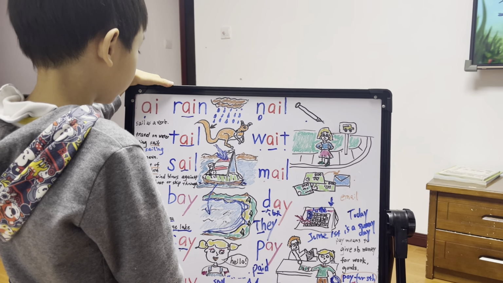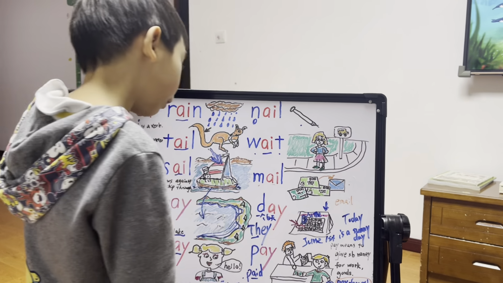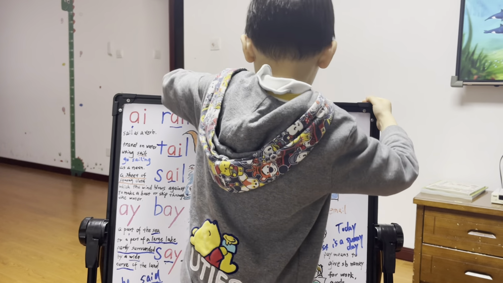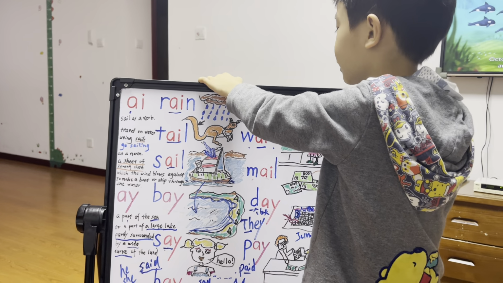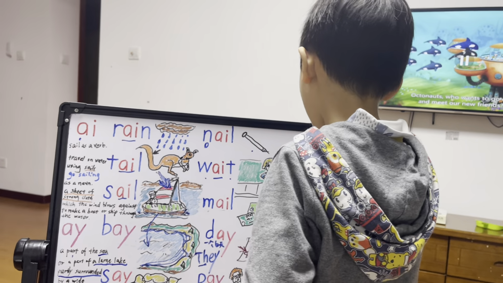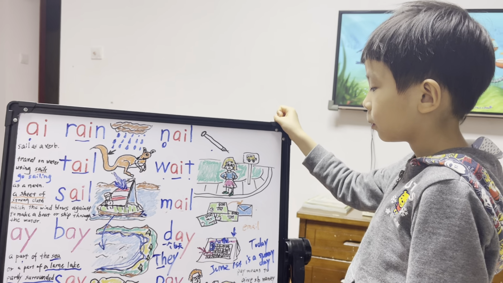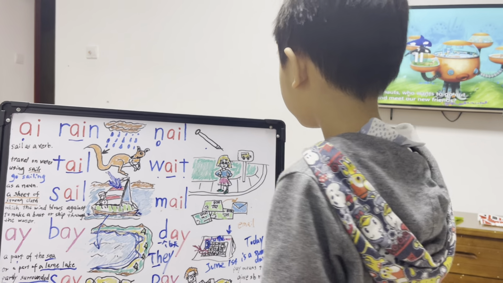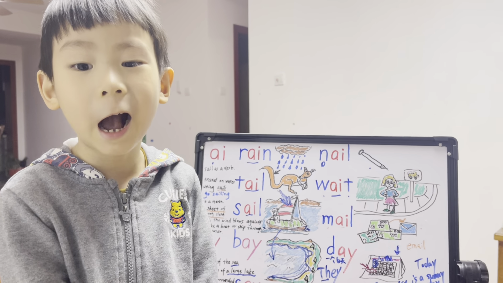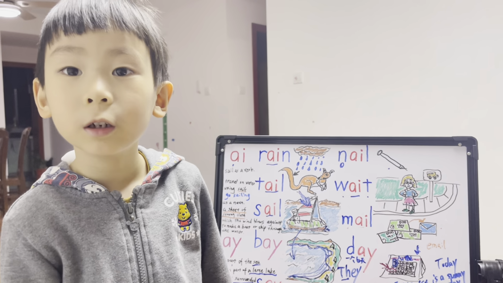Tail. The kangaroo has a big tail. Tail. The squirrel has a big tail too. Good. Next one, W-A-I-T. Wait. The girl is waiting for the bus. Wait for, okay? I am waiting for mommy. Waiting for mommy. Good.